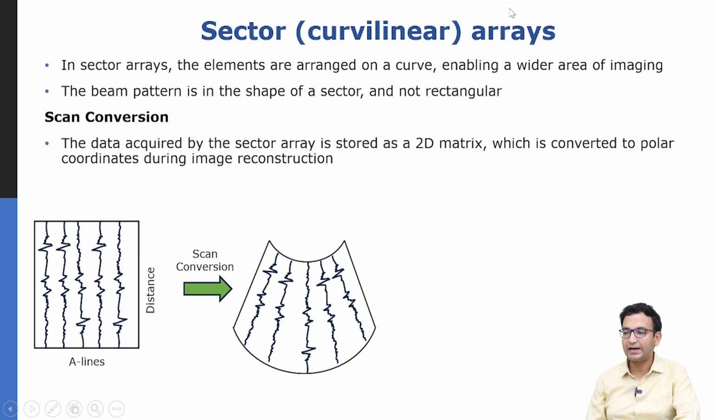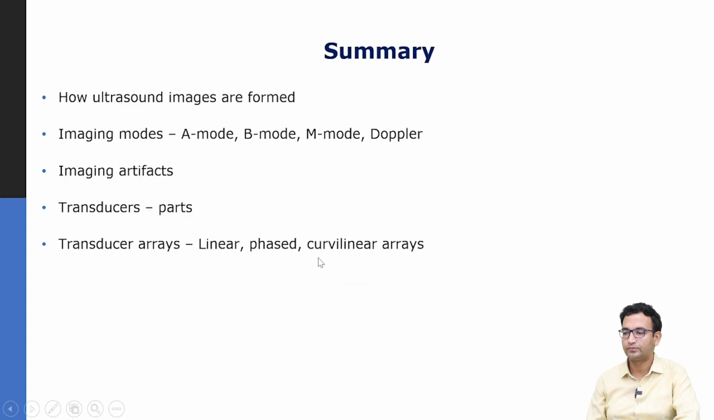Then we discussed sector or curvilinear arrays, which are used for imaging abdominal organs where the field of view desired is very wide, and the sector data is actually acquired in polar coordinates and then it is converted to Cartesian coordinates in a 2D grid, and therefore some interpolation and coordinate transformation is needed in this case.